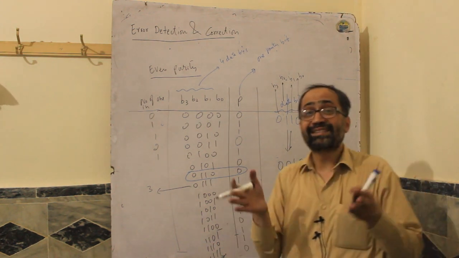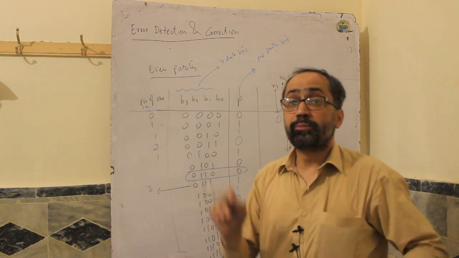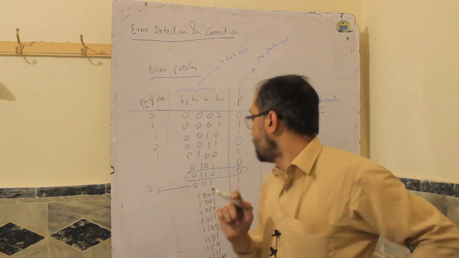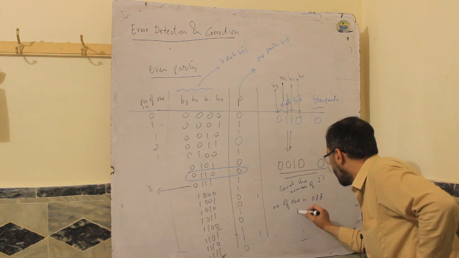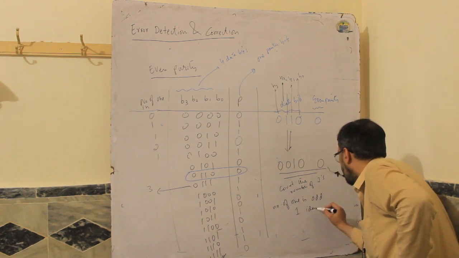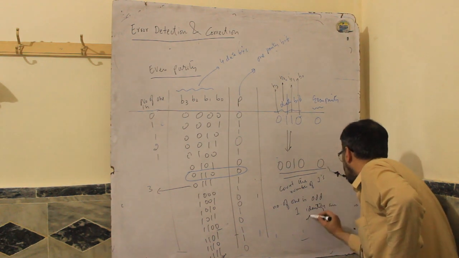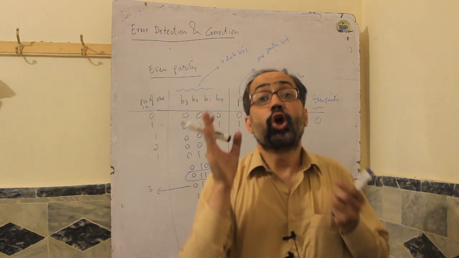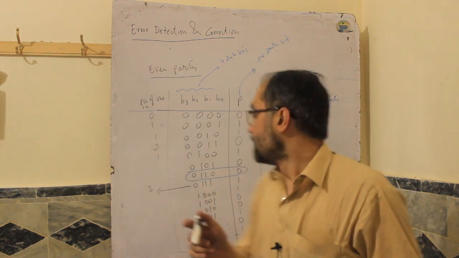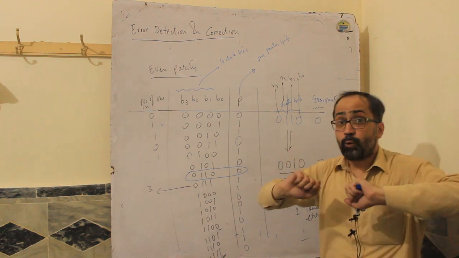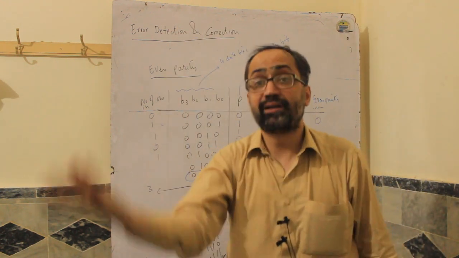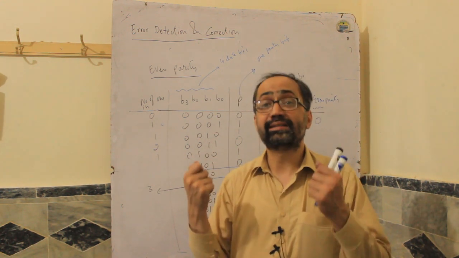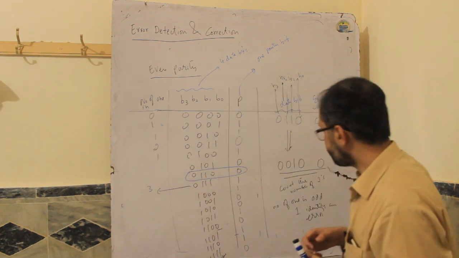So if the count of ones is odd, it means that there is an error in the data. And if the count of ones is even, it means that there is no error in the data. So the number of ones is odd, which means it will identify an error. The receiver will identify the error, but it will not be able to correct it. So in this case, the receiver will ask the transmitter to retransmit the data because there is some error in the data.